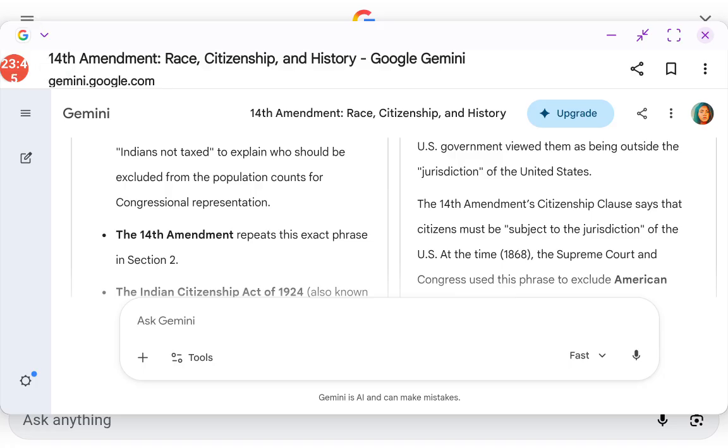Hold on, the nerve. Indigenous geographic status of Dred Scott. They're just saying indigenous or geographic status.